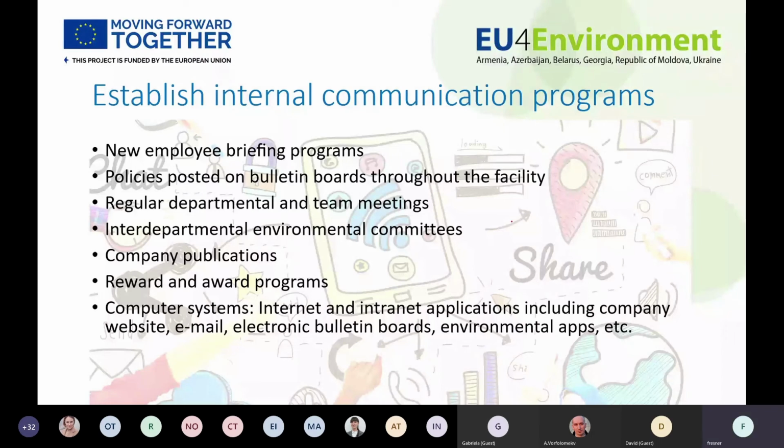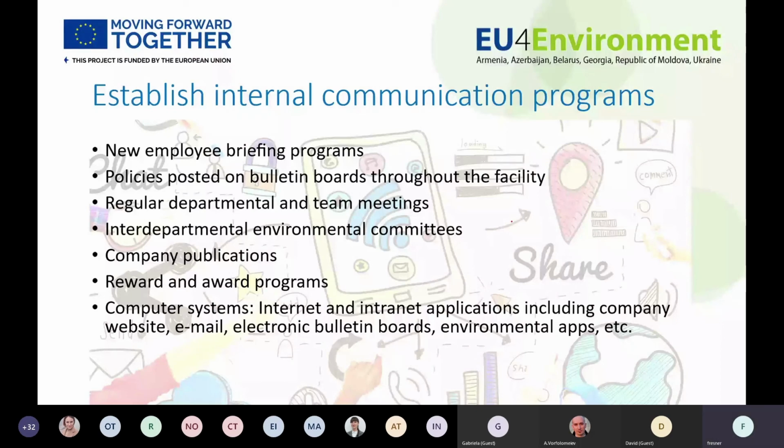There might be some reward programs like the best green idea of the month, or the employee of the month, where environment might be one of the criteria in this selection. And of course, nowadays, a lot of this information exchange will be done based on computer systems, ideally based on existing ones.